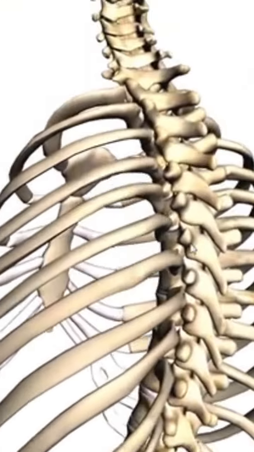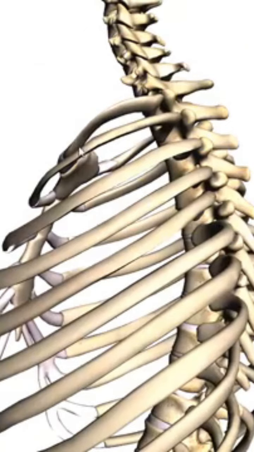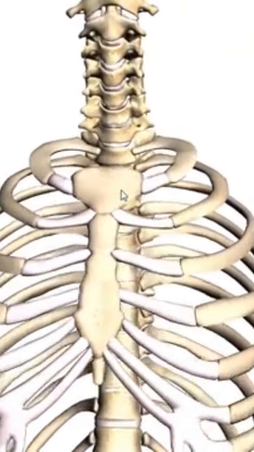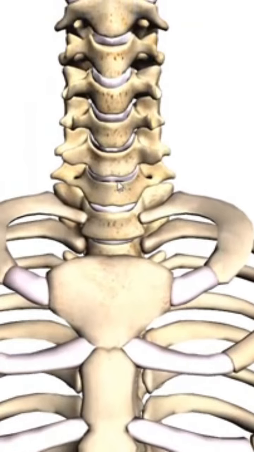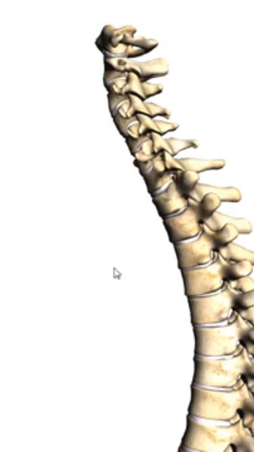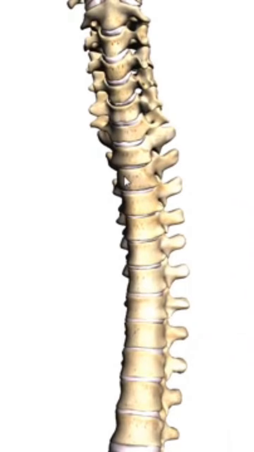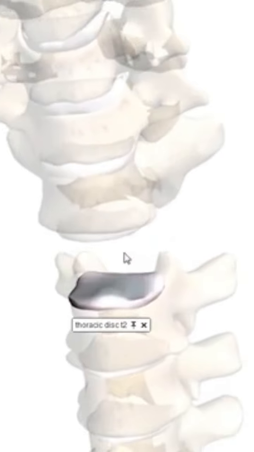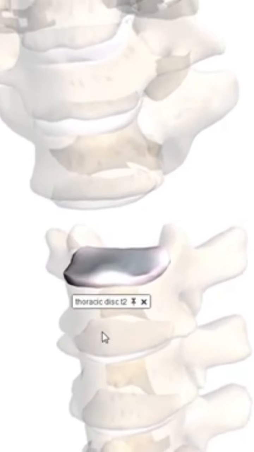So in between each vertebra, you've got an intervertebral disc, and the function of the intervertebral disc is really to absorb shock. So I'll just take a look at one of those a bit closer. Click there. So here you can just zoom in a bit. This is an intervertebral disc.